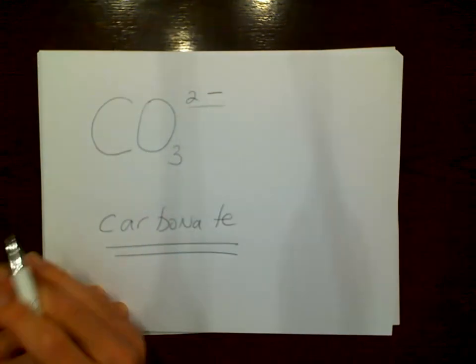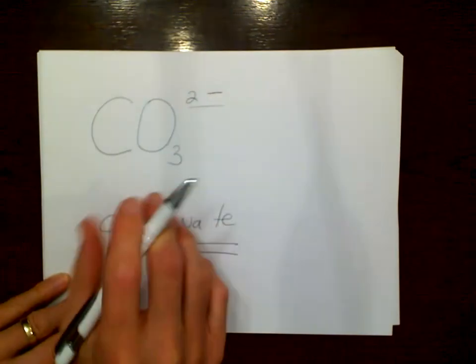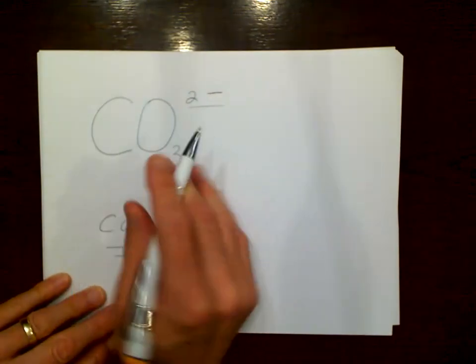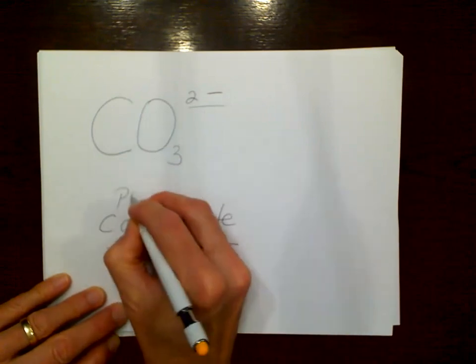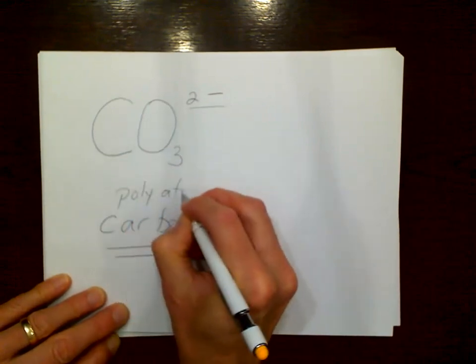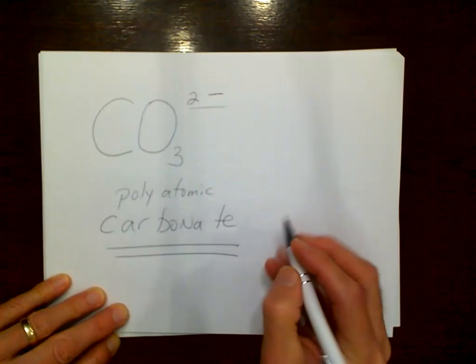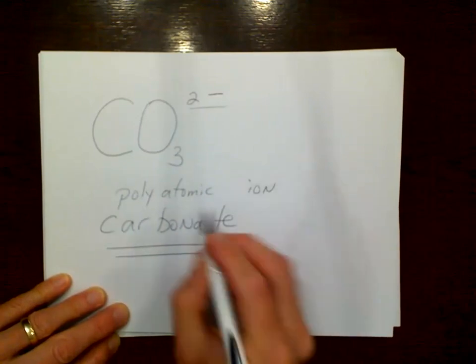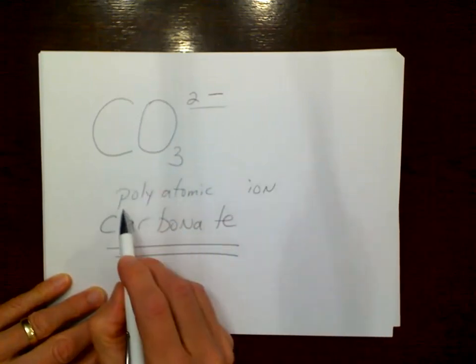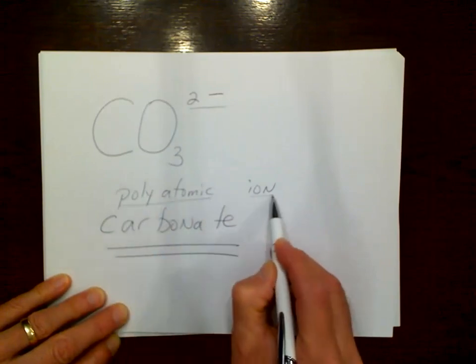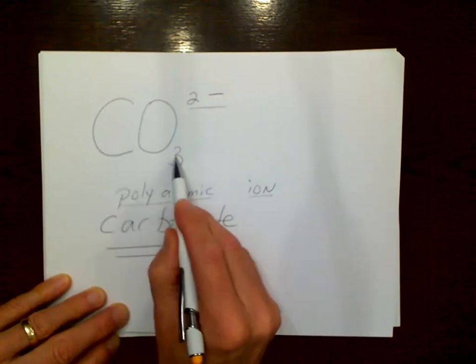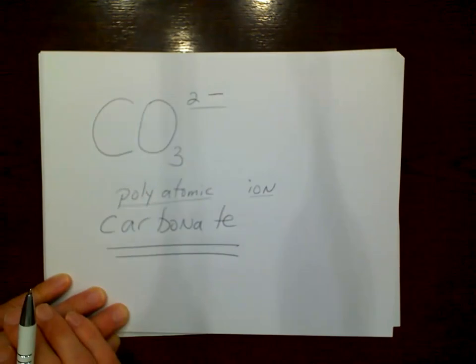And so the carbonate ion, it's kind of like a molecule that has a charge. But we call this a poly, meaning many, atomic, meaning atom, ion. So this ion is made of more than one atom, and so therefore we call it a polyatomic ion. In this case, it's made of 1, 2, 3, 4. It's made of 4 atoms.